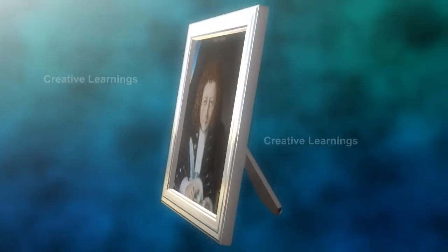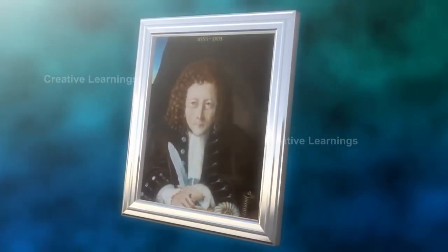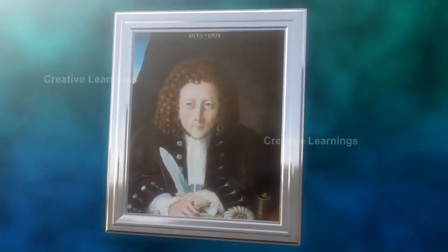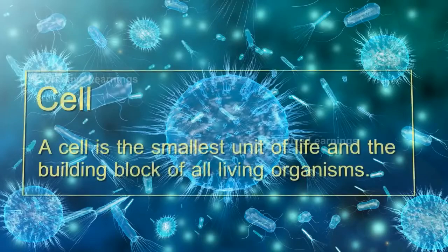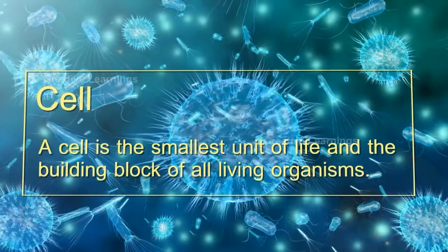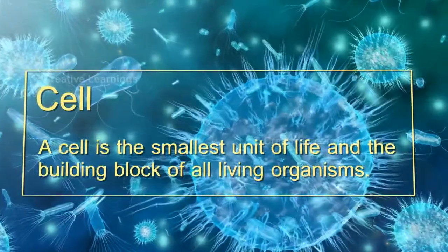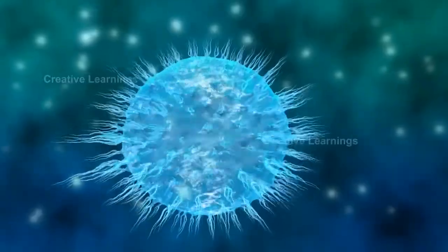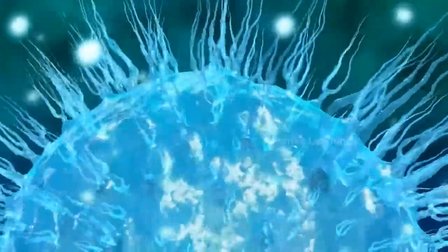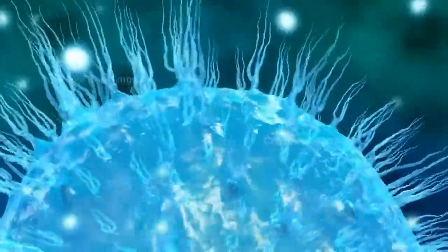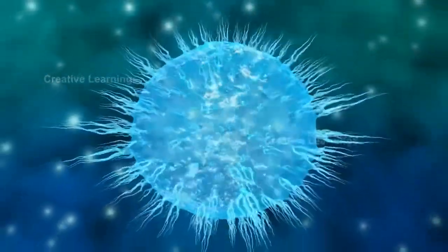environment. Robert Hooke discovered the cell in the mid-17th century with a simple microscope and marked the genesis of an exciting era of cellular biology. A cell is the smallest unit of life and the building block of all living organisms. Understanding what makes up the cell and how a cell works is fundamental to all the biological sciences such as biotechnology, genetic engineering, and molecular biology.